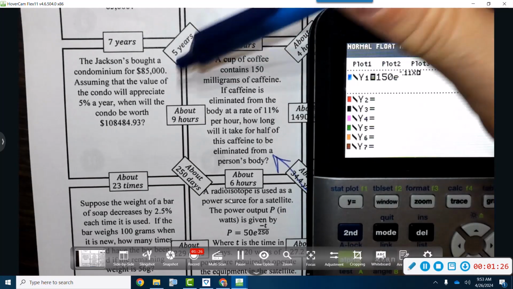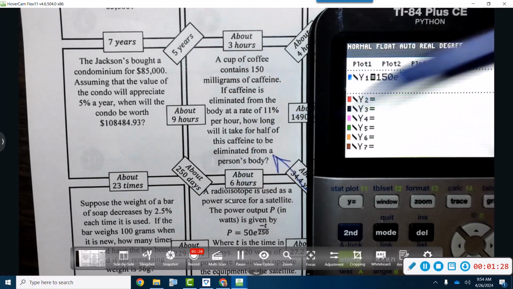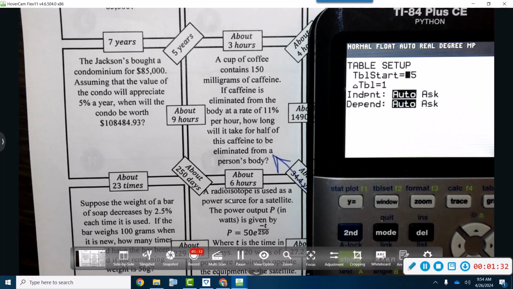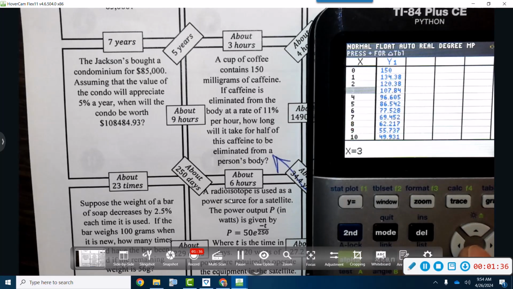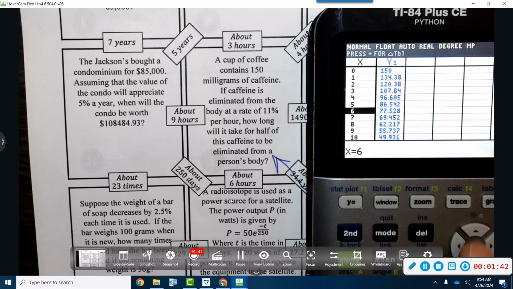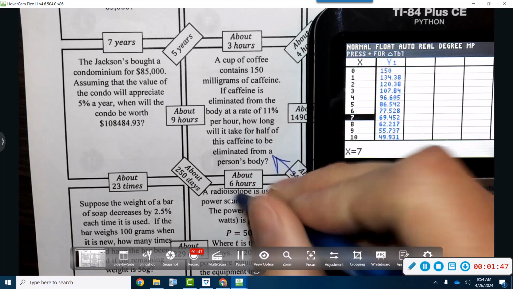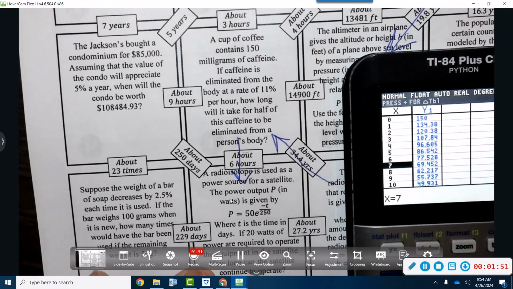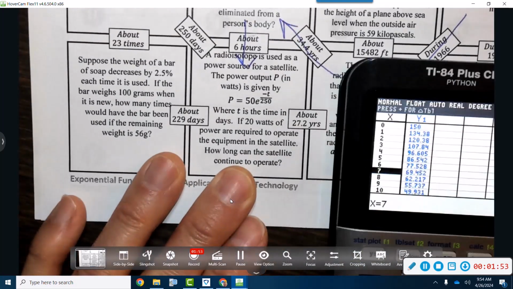Let's see. We got 9 hours, 3 hours, and 6 hours. Let's try starting at 0. So we'll start at 0. Okay, so we're looking for 75. So it looks like it's in between 6 and 7 hours. Okay, so we're going to say about 6 hours right there. All right, great. Next one.